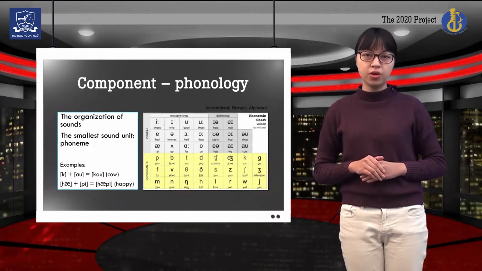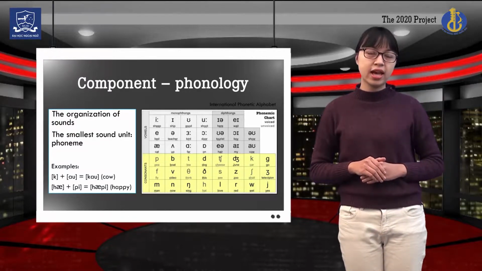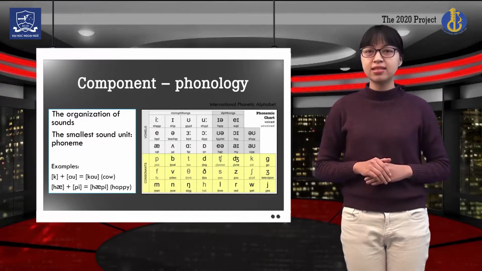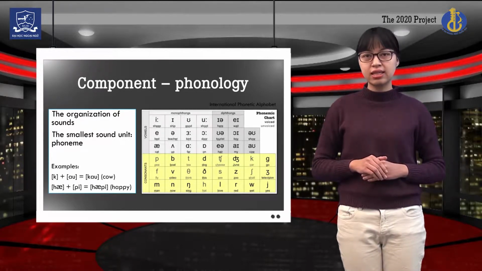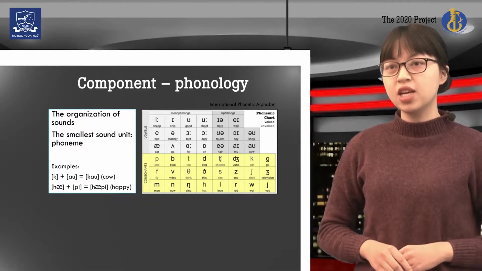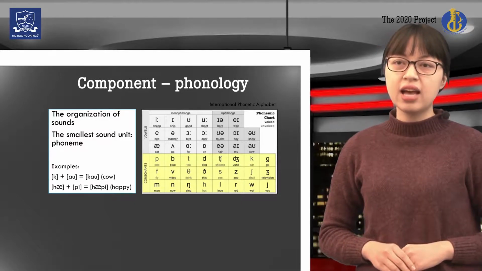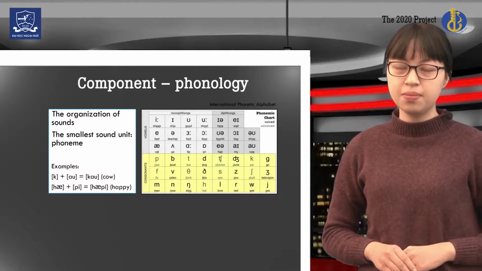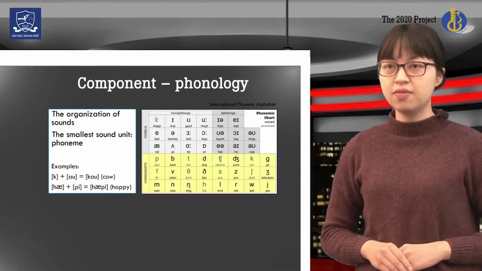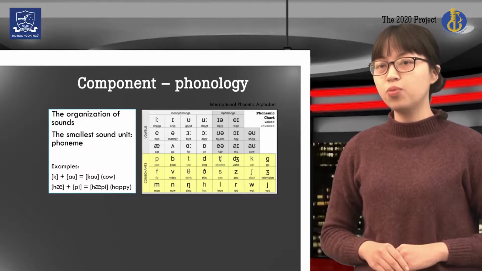The first verbal code is phonology. Phonology explores how sounds are organized in a language. The smallest sound unit of a language is called a phoneme. In the International Phonetic Alphabet, we have some vowel sounds like e, a, and some consonant sounds like p, f, m. The phonological rules of a language determine how sounds are combined to form words.